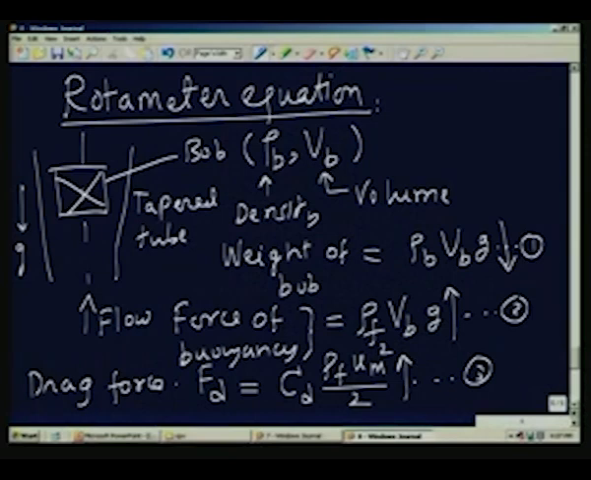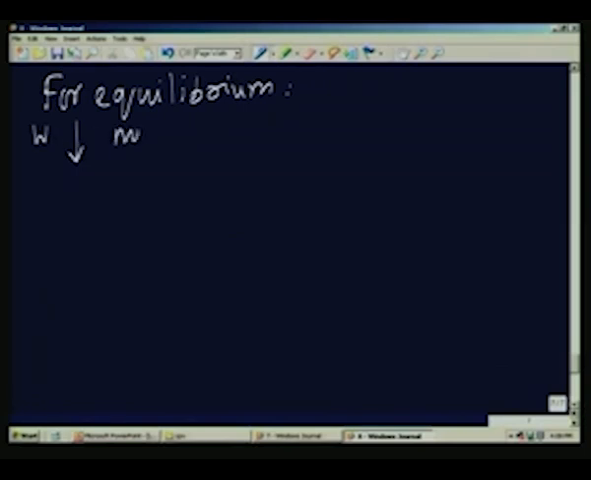So, what do we need to do now? The force acting in the downward direction must be exactly balanced by the sum of the forces acting in the upward direction. That means that I have to equate 1 to the sum of the two forces which are given by 2 and 3. So, we can say for equilibrium the downward force, this is the weight, must be the sum of the drag force, drag and the buoyancy force.